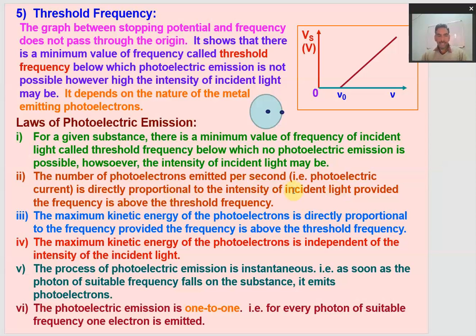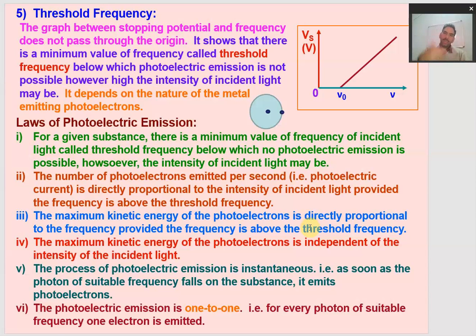Third, the maximum kinetic energy of photoelectrons is directly proportional to the frequency, provided the frequency is above the threshold frequency. That means the emitted electrons will have some kinetic energy. The incident radiation gives some energy to the electrons, and with that energy the electron comes out from the metal surface, provided the frequency of the incident radiation is at the threshold frequency or higher. If the frequency is sufficiently more than the threshold frequency, then the electrons gain energy which is much more than the energy required to come out from the metal surface.